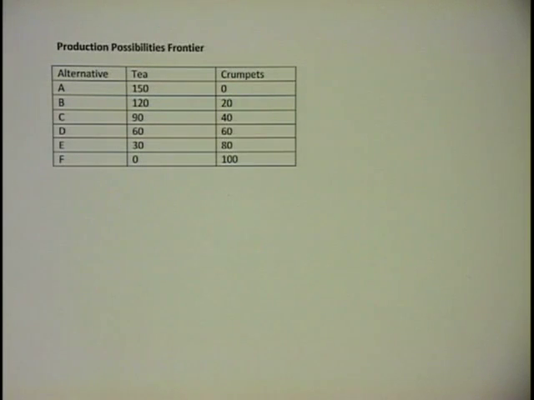For this video, we're going to figure out how to graph a production possibilities frontier. A production possibilities frontier tells us basically the combination of goods and services we can produce and those that we cannot. So I've come up with a table here of tea and crumpets that the economy we're discussing, these are the two things that they produce.